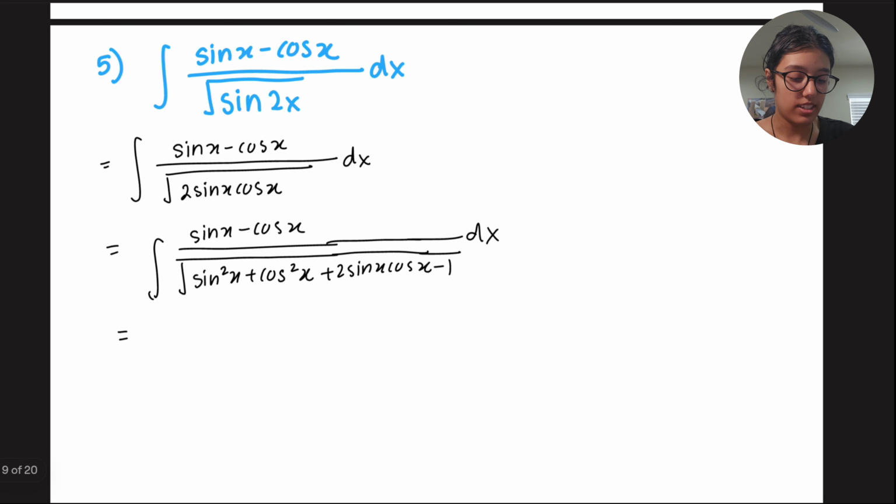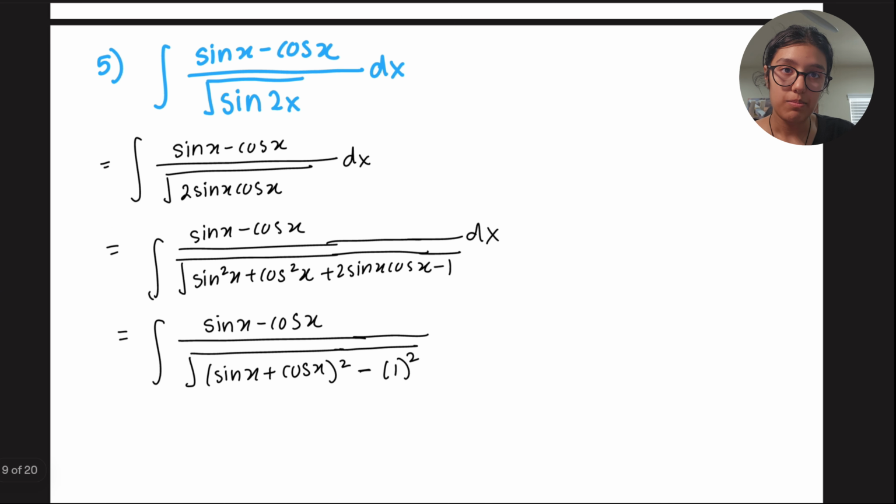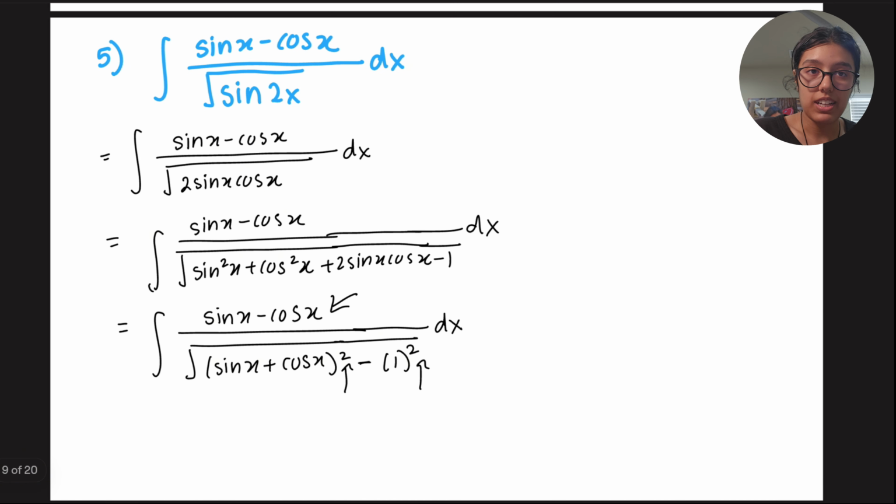The numerator is going to stay the same. Integration of (sine x minus cos x) over square root of (sine x plus cos x) squared minus 1, and I'm just going to do that squared. Because now we have a square over here, we're going to apply one of our special integral formulas. The numerator is supposed to be 1 in order to apply our formulas. So once again, we're going to apply u substitution.